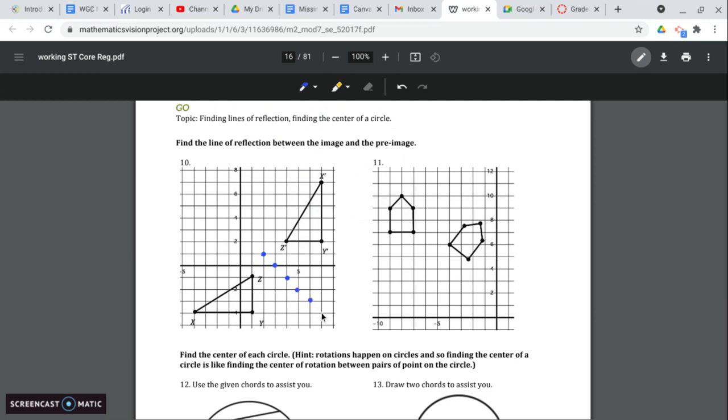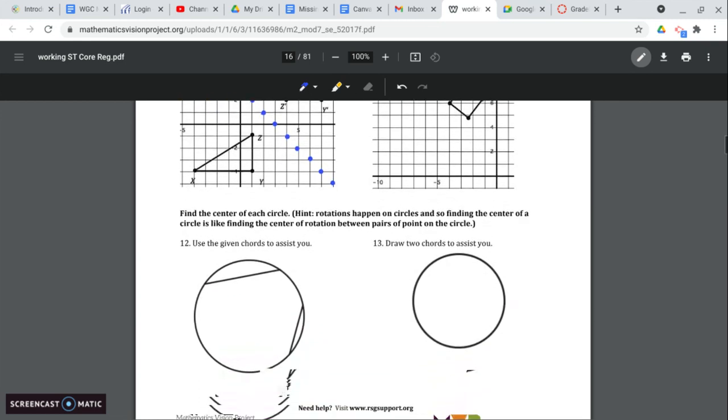So this line that I'm making, this dashed line, or dotted line I should say, would be our line of reflection between the two. So remember, we want to find the slope between two corresponding points, and then we do the opposite reciprocal. So the slope between Z and Z prime was a positive 1 over 1. And so the opposite reciprocal of that would be negative 1 over 1. So that's how we got that line there.